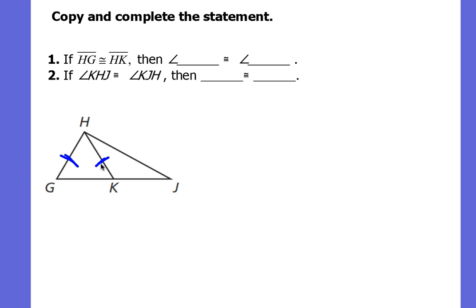Well, opposite of HK is G, opposite of HG is K, so it would be angle G, but be careful, you can't just call it K. Why? Because there are two angle Ks. So which angle K are you even talking about? HKG. HKG is the actual name of our angle.